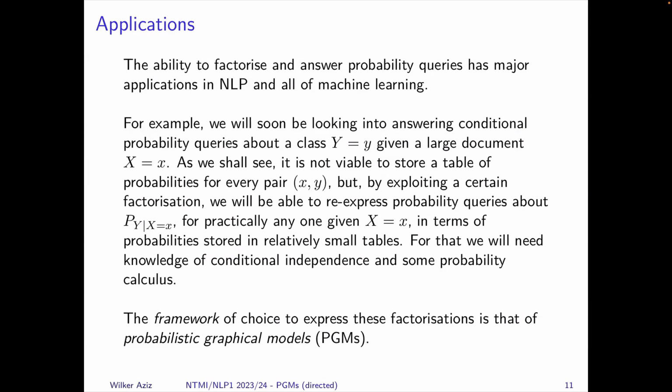But we'll see that by exploiting a certain factorization of the joint distribution over these two variables, we'll be able to re-express the probability of any label given any document, or practically any one document that you can think of. And this will work by recombining probabilities that are stored in relatively small tables. We'll only need some knowledge of conditional independence and some probability calculus to do that. And the framework of choice to do that is probabilistic graphical models.